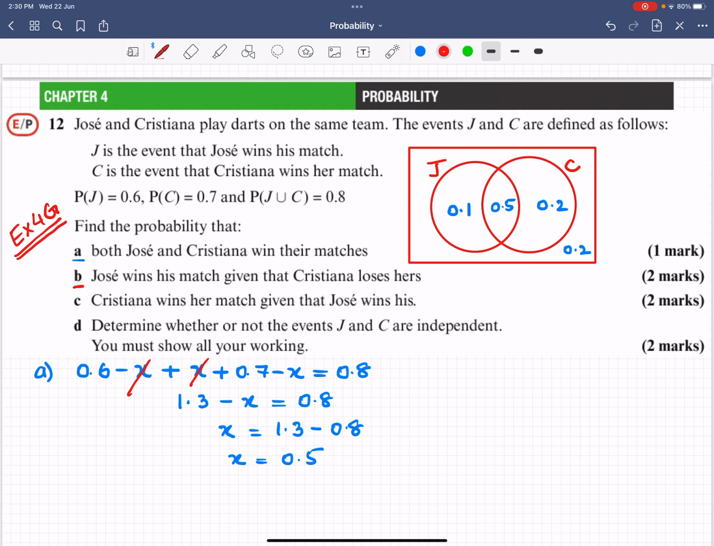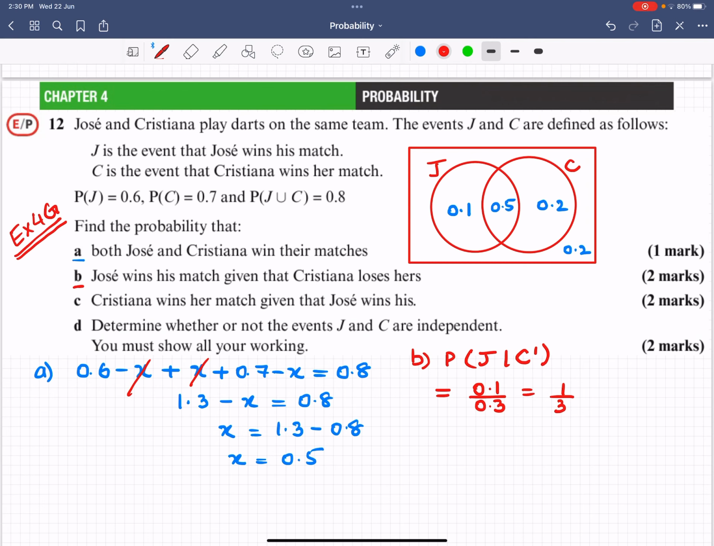So for part B, we have the probability that Jose wins given that Christina loses. Christina loses is C complement. That was equal to 0.1 divided by 0.3, and that is equal to 1 by 3.